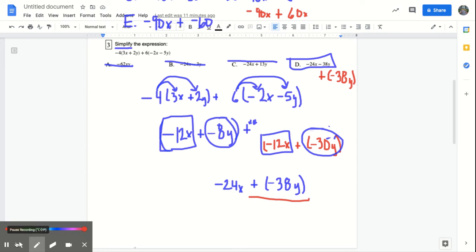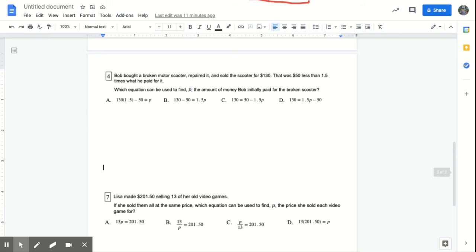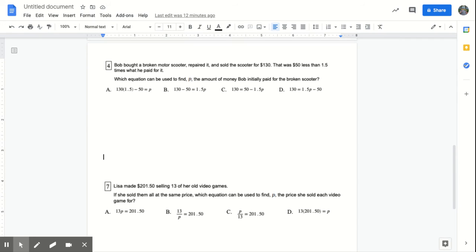All right, let's go ahead and take a look at question number 4, which was a question that we had a lot of people missing. Now, the last two questions were ones that people had to create equations based on a problem that was given to us. So let's take a look.